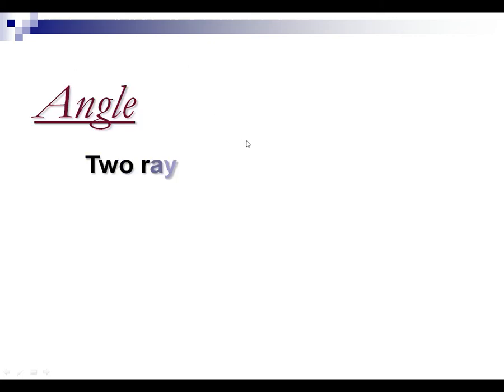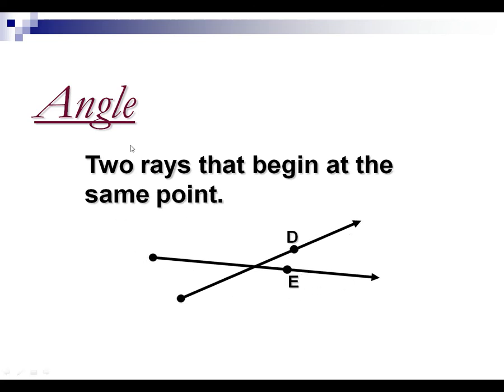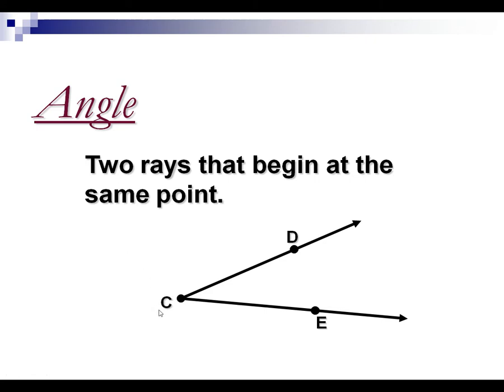All right, a review of angles. An angle is 2 rays that begin at the same point. So if I have this ray and this ray, and they both start at point C, we now have an angle. That's important because if it asks you to label one of the sides of an angle, you have to label this. What would you call this side of the angle? You would have to label it as ray CD.